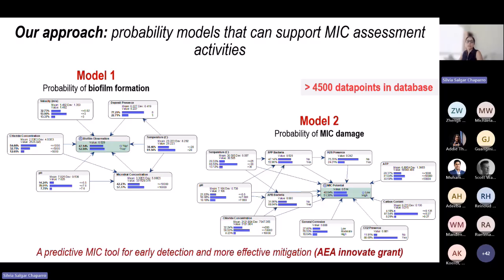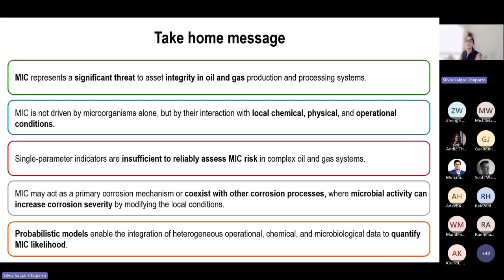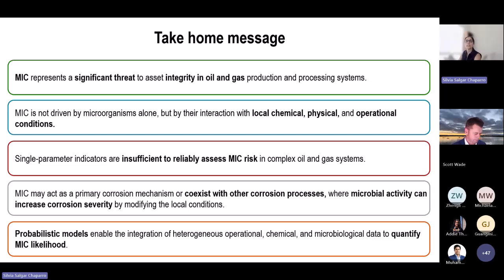So these models were validated on the desktop, meaning they were mathematically validated. But we have recently received a grant from the Australian Economic Accelerator to take this model to the next level, which means to the prototype level, where it will be tested in oil and gas systems for further validation. It's very specific for carbon steel systems and oil and gas facilities. So with this, I come to the end of my presentation. I just have a slide summarizing the key points I have presented today.